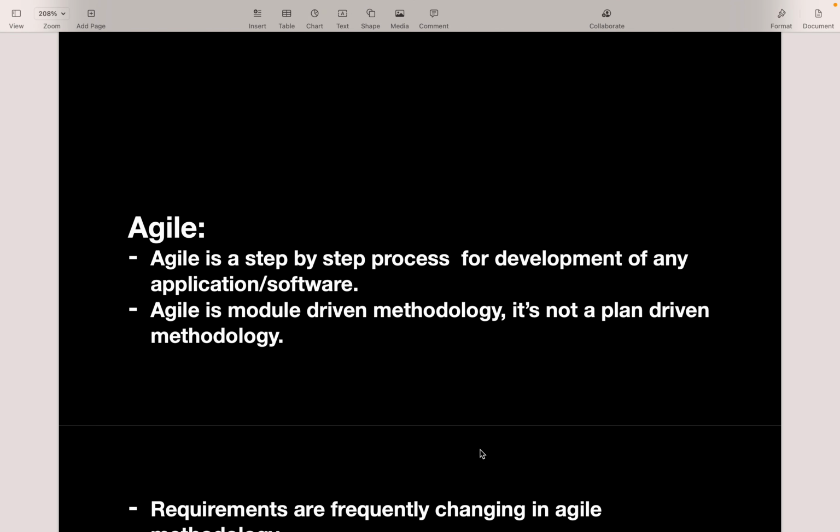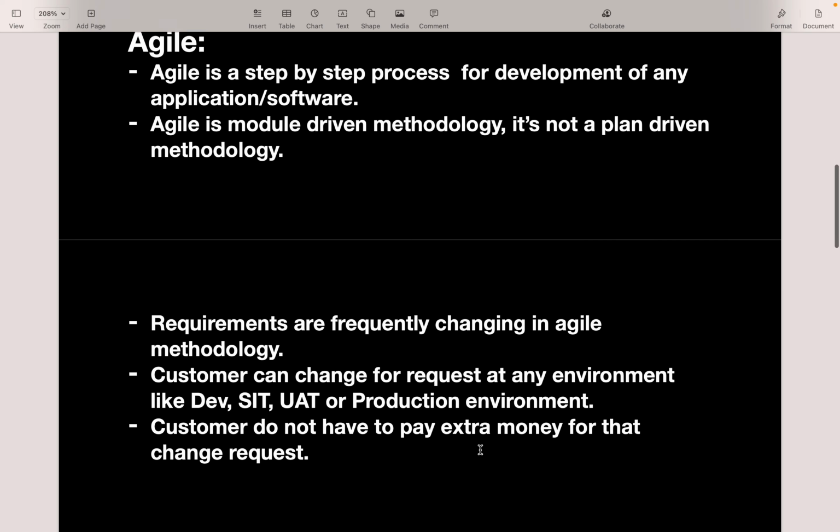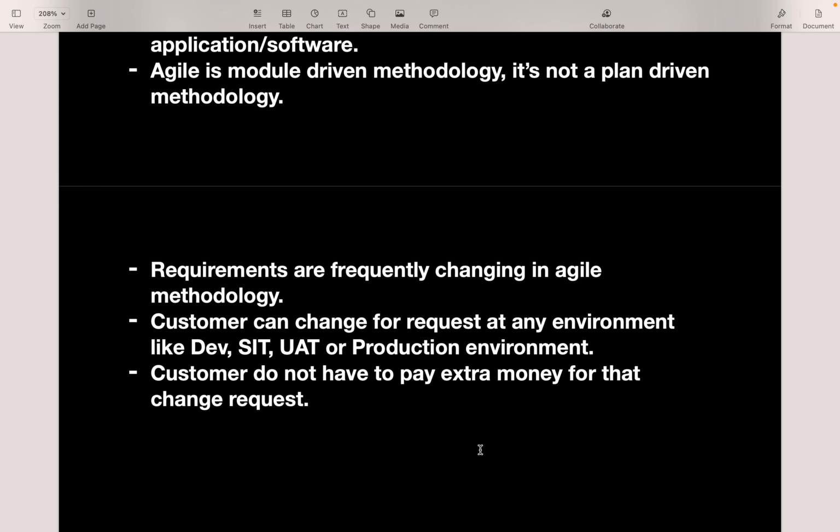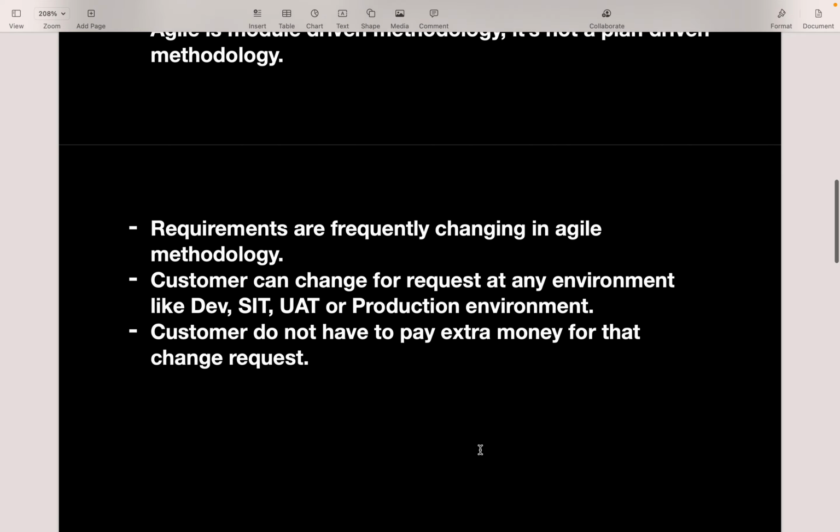Agile is a model-driven methodology. It is not a plan-driven methodology. Requirements are frequently changing in Agile methodology. Customer can change a request at any environment like dev, SIT, UAT or production environment. Customer does not have to pay extra money for that.